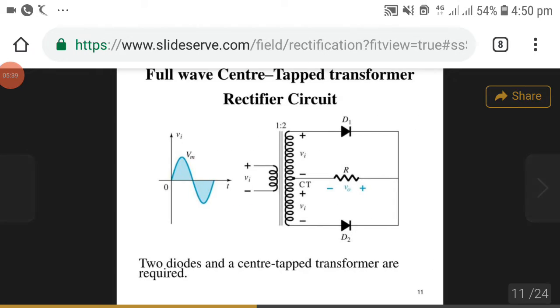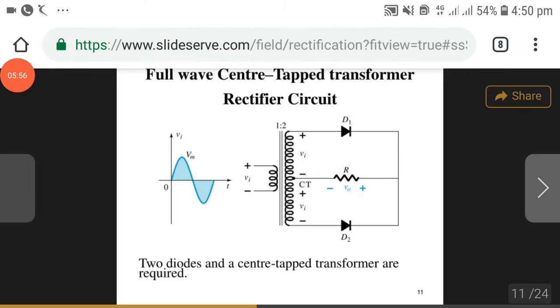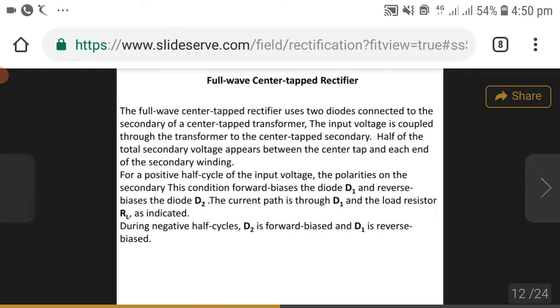Figure shows the full wave center tap rectifier circuit. In full wave rectifier, the positive half cycle and negative half cycle conduct. In positive half cycle, diode D1 conducts, and in negative half cycle, diode D2 conducts. In positive half cycle, the diode D1 is forward biased, and in negative half cycle, the diode D2 is forward biased, as shown in figure.